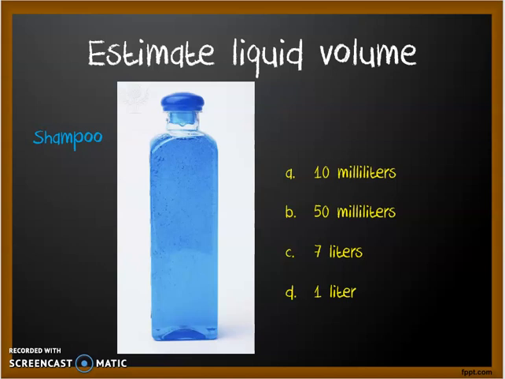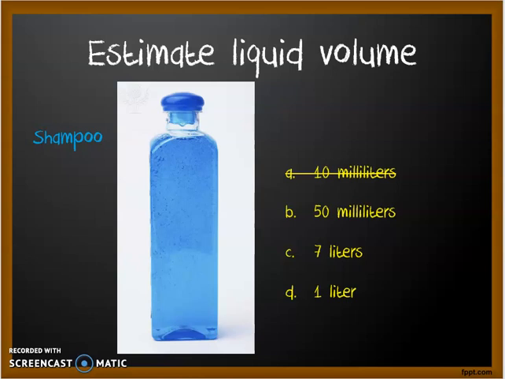Here is a bottle of shampoo. Our choices are 10 milliliters, 50 milliliters, 7 liters, and 1 liter. I know right off the bat that I want to get rid of the first answer, 10 milliliters, because that's just like drops of shampoo, a tiny little bit. Remember, the picture of the full teaspoon was about 5 milliliters, so 2 teaspoons would be about 10 milliliters. This is way more than 2 teaspoons of shampoo, right?